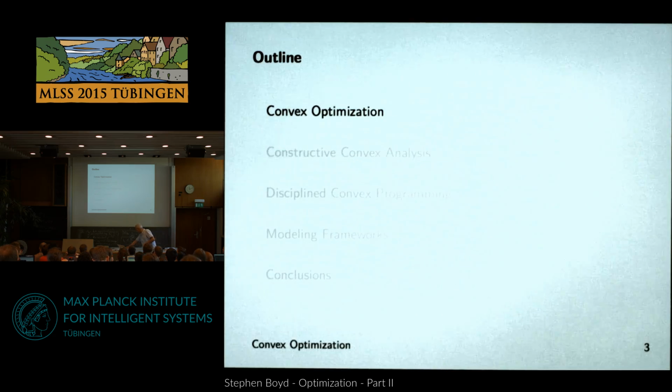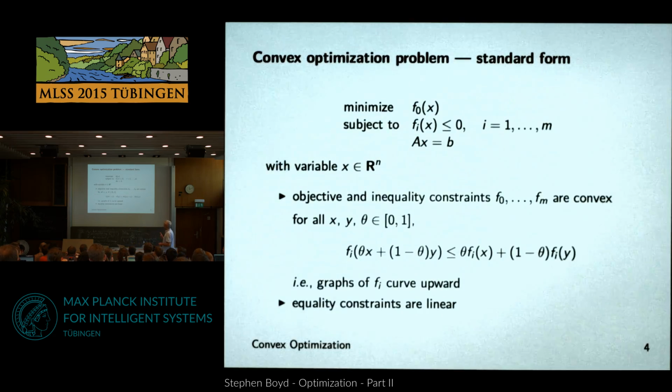So, okay. This is generic, and you've seen this before. Just to remind you, this is what a convex optimization problem looks like, right? You minimize an objective, you have inequality constraints. The objective function and the inequality constraint functions are convex, right? So that's the idea. And the equality constraints are linear, okay? So that's a convex optimization problem.